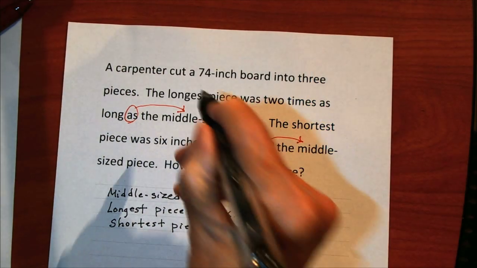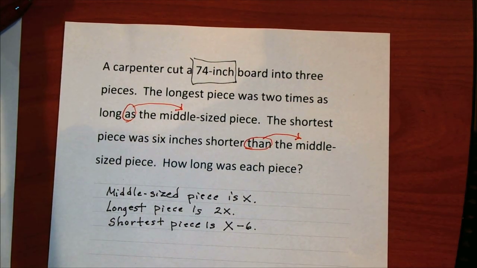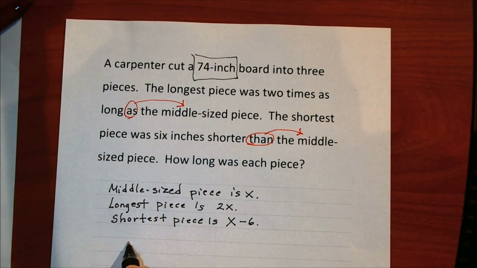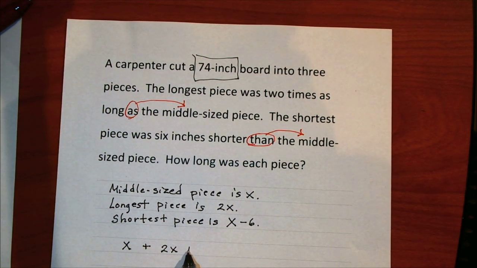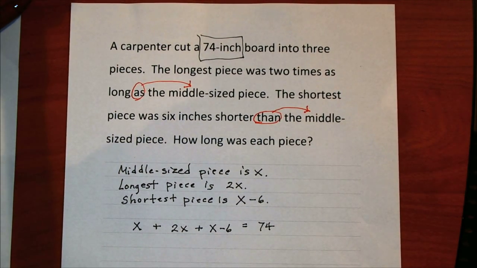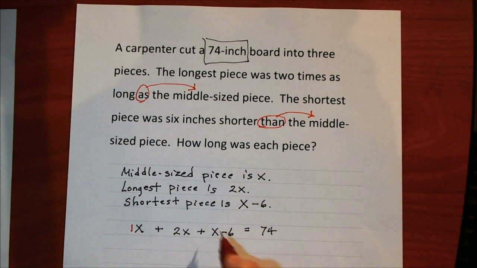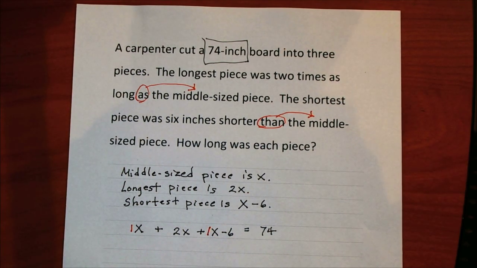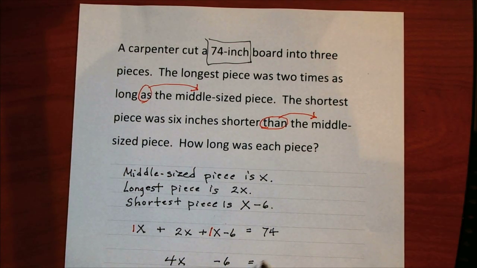Now we have a total up here, the 74-inch board, so we can set up an equation. We can add the middle-sized piece plus the longest piece plus the shortest piece equals 74 inches. Now we combine the x's. There's an imaginary 1 in front of the x's that don't have a number in front. So we are adding 1x plus 2x is 3x, plus 1 is 4x, minus 6 equals 74.